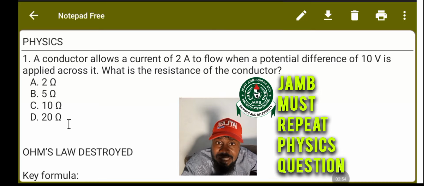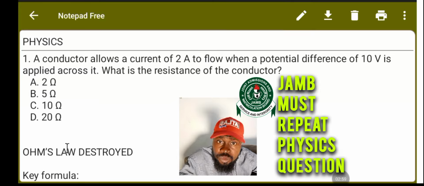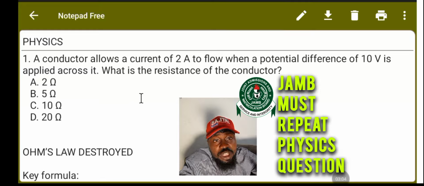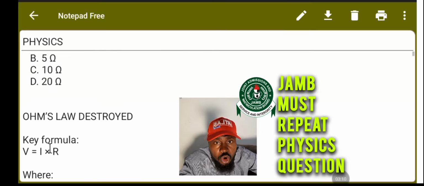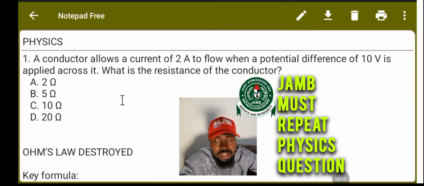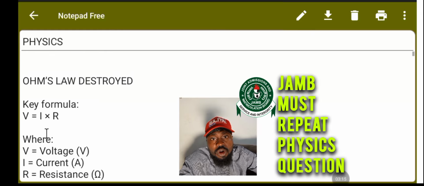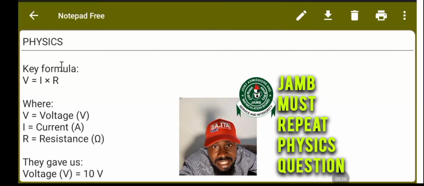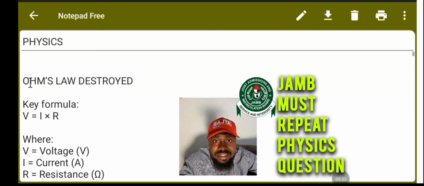After looking at the SI unit that the options are presented in, the next thing to do is to write out all the things that Jamb gave you in the question, okay? First of all, let's destroy this Ohm's law, because we are going to use Ohm's law to solve this. Ohm's law is V equals I times R, where V is voltage. This is the Ohm's law equation, the Ohm's law formula. That's what we are going to use to get this resistance, okay?